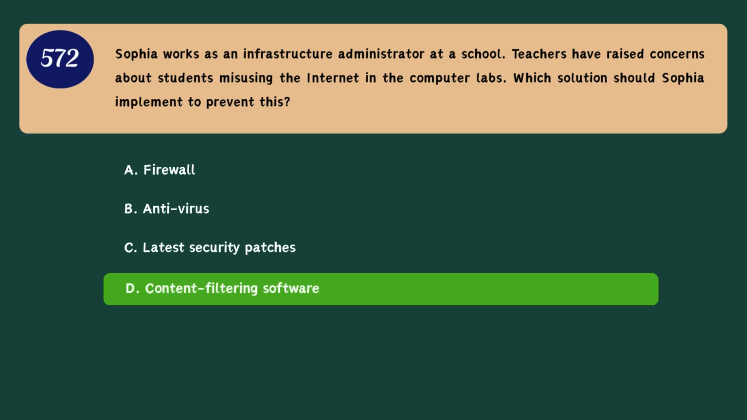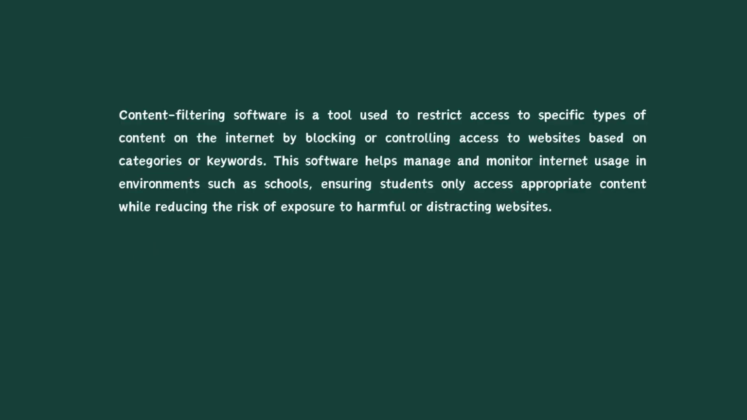Correct answer. D. Content filtering software. Content filtering software is a tool used to restrict access to specific types of content on the internet by blocking or controlling access to websites based on categories or keywords. This software helps manage and monitor internet usage in environments such as schools, ensuring students only access appropriate content while reducing the risk of exposure to harmful or distracting websites.